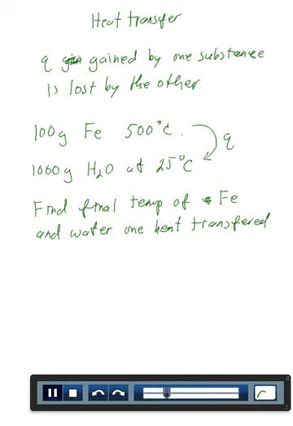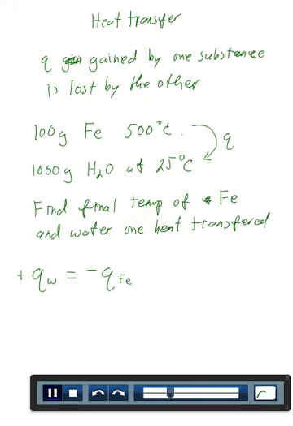Okay, to set this up, we have the heat gained by the water, so we use a positive sign since heat is gained by the water, is equal to the heat lost by the iron, and we use a negative sign to show that heat is lost by the iron.